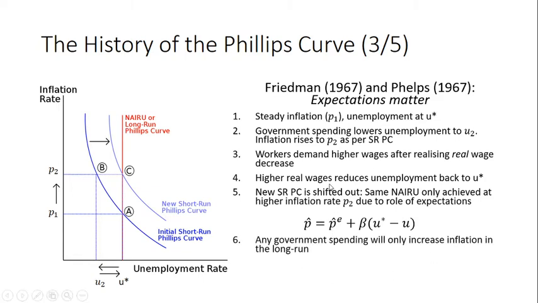The outcome of all this chain of logic is that any government spending will only increase inflation in the long run, right? So there are short-term effects of a decrease in the unemployment rate, but according to Friedman, that will only be short-term. The long-term effect is only going to be increasing inflation. Therefore, he argues, whatever about the short run, the long-run Phillips curve is vertical. Government policy is ineffective.